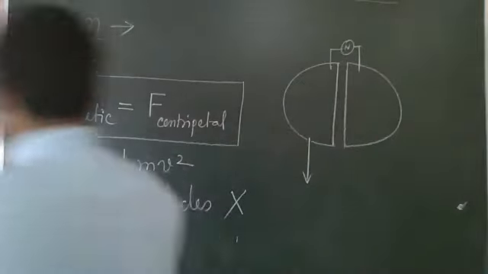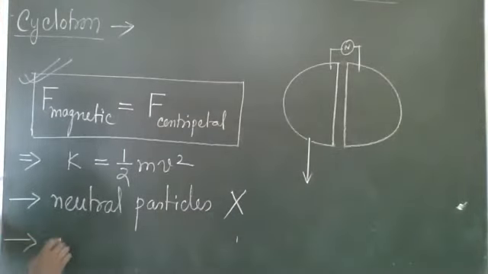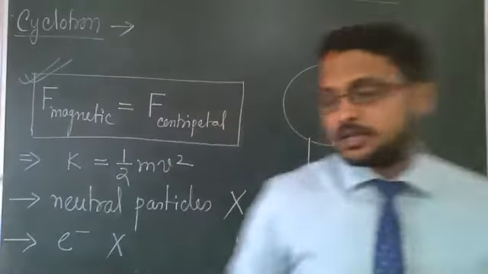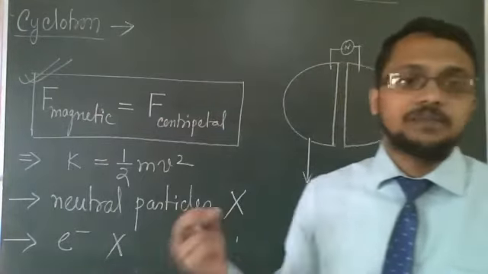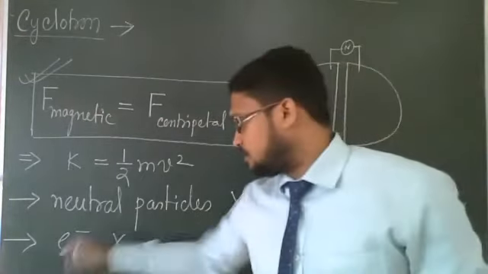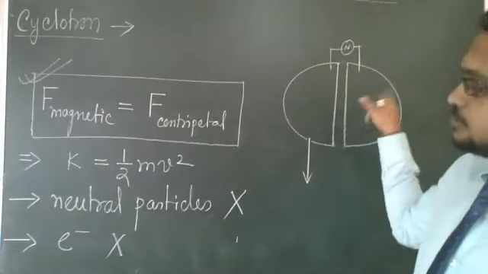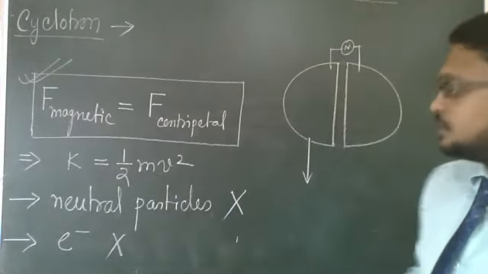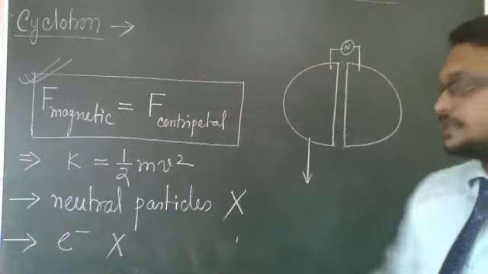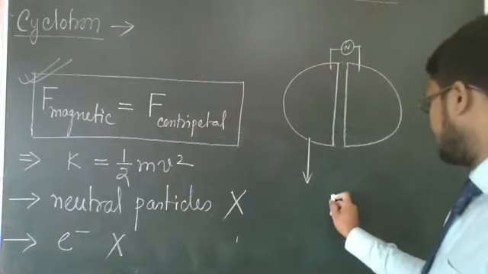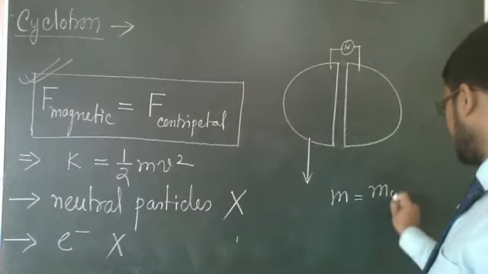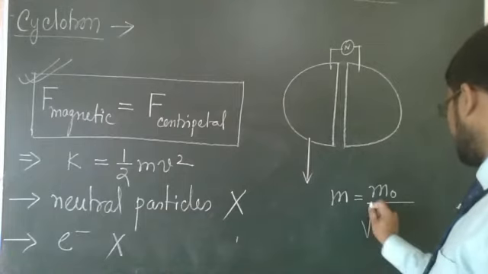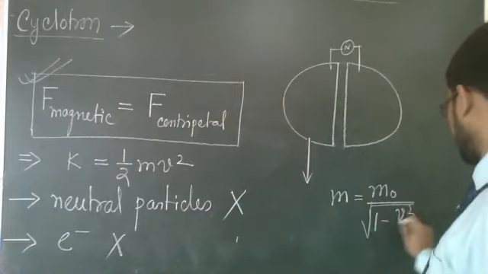Another thing is electron. Electron also is not used in the cyclotron to accelerate, although electron has some charge. Why is it not used? Because of its very low mass. When it has very low mass, its kinetic energy and velocity will be so high that its mass will go on increasing due to the formula m equal to m0 by root over 1 minus v square by c square.